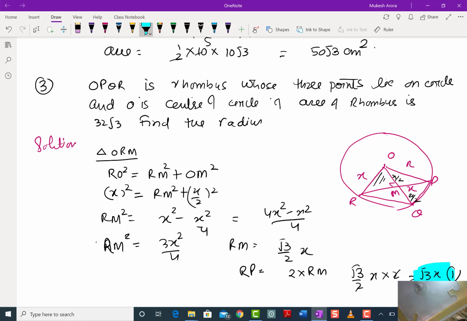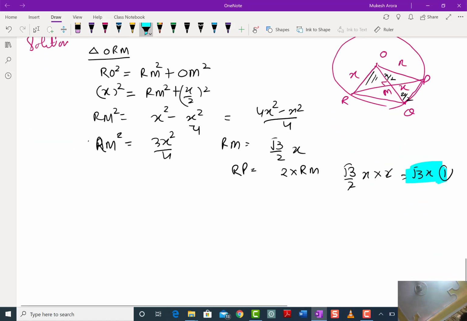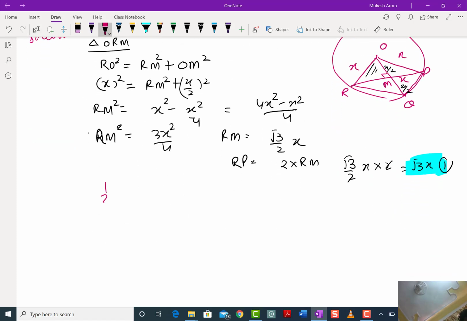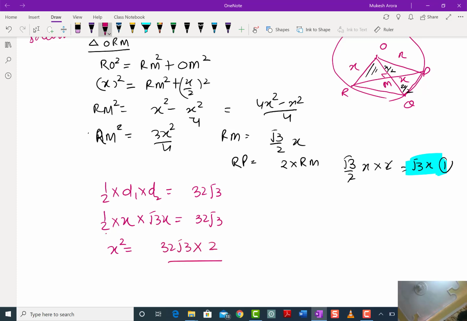So area of rhombus now. Area of rhombus is half into diagonal 1 into diagonal 2, 32 under root 3. One diagonal is x, another diagonal is under root 3 x, 32 under root 3. This is x square is equal to 32 under root 3. This 2 will be multiplied and this 3 will be divided. 64. X is equal to 8 centimeter.